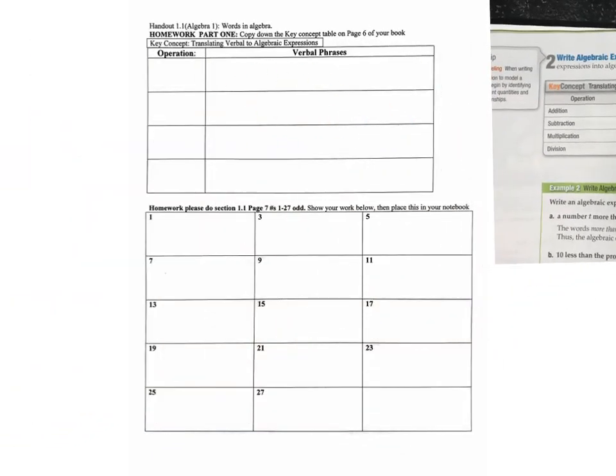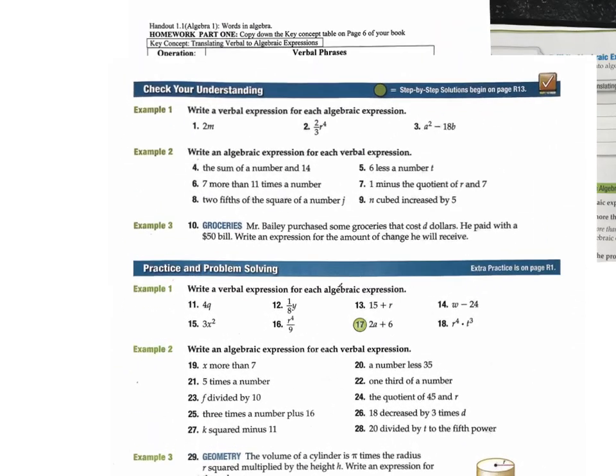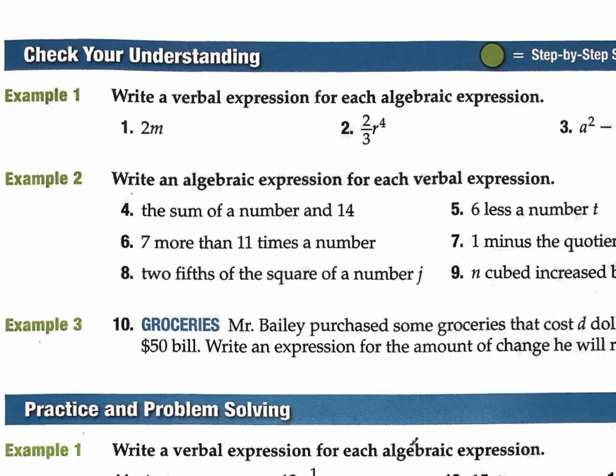Now the second part is page 7 in your workbook, in your math book. And of course, right here, we're doing the odd ones. So you want to write a verbal expression. It might be different than your partner. You might put 2 times m, which is totally fine. Or you might put the product of 2 and m. That's totally fine. So you guys could have different answers, but they're still correct. We're doing the odd ones only.